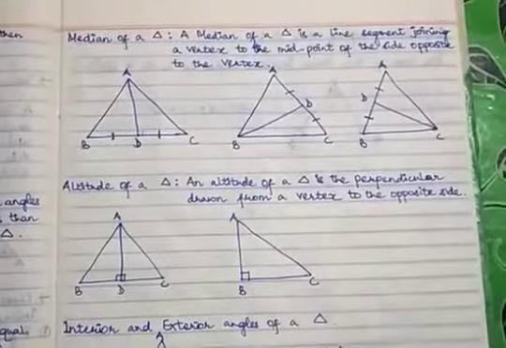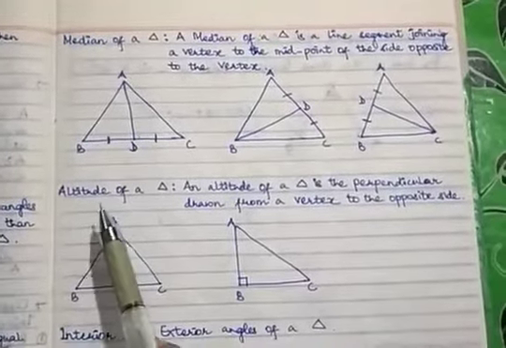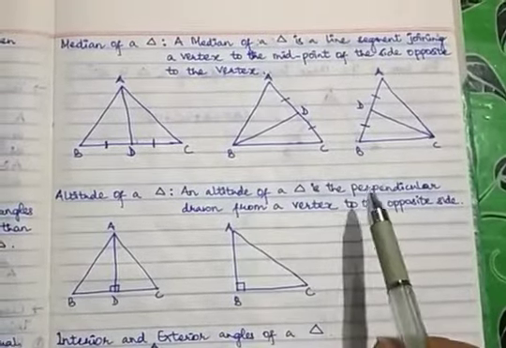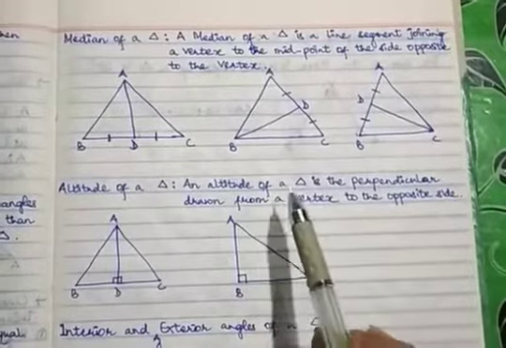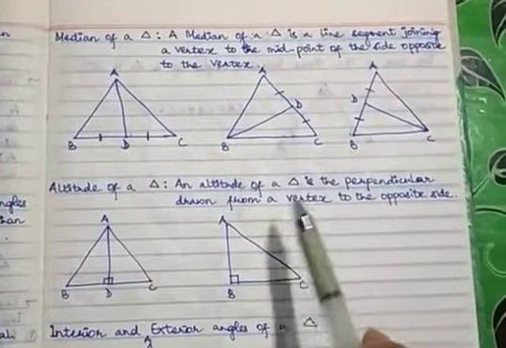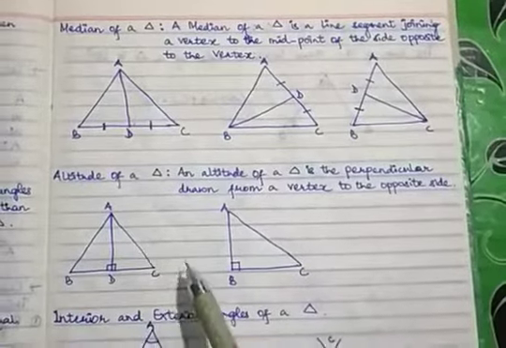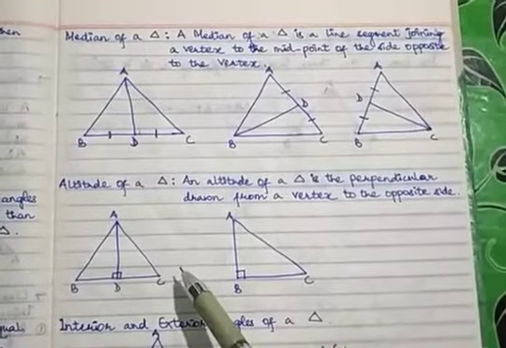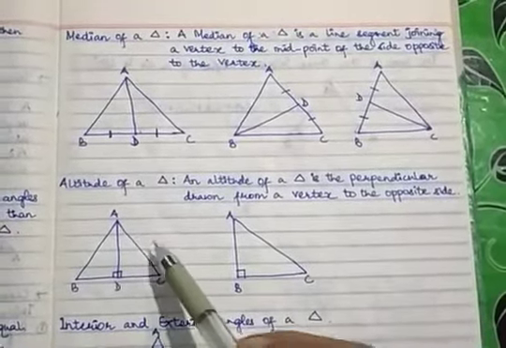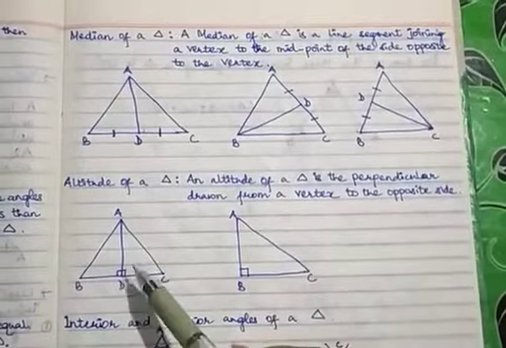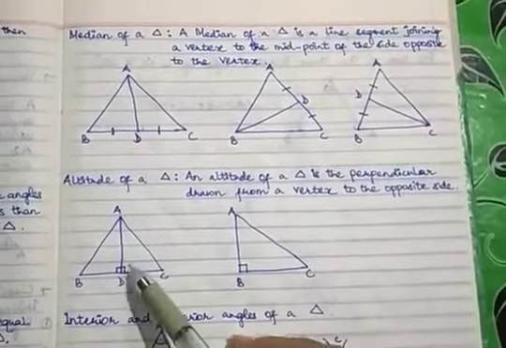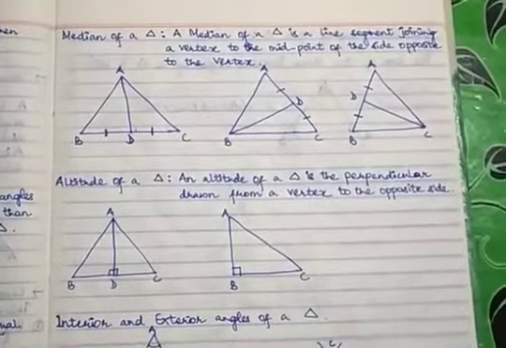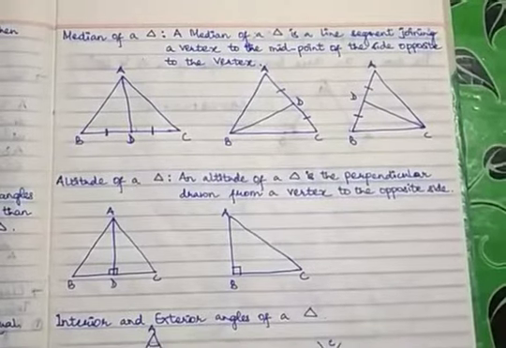Now altitude of a triangle. Remember, where have we heard this term altitude? In the right angle triangle, isn't it? An altitude of a triangle is the perpendicular drawn from the vertex to the opposite side. So simple, when you draw a line that is perpendicular from the vertex to the opposite side, perpendicular meaning 90 degrees, then that line is known as the perpendicular or altitude of a triangle, and that is also known as the height of the triangle.